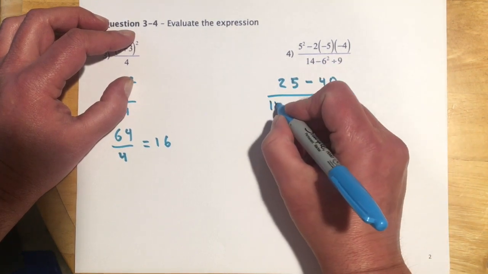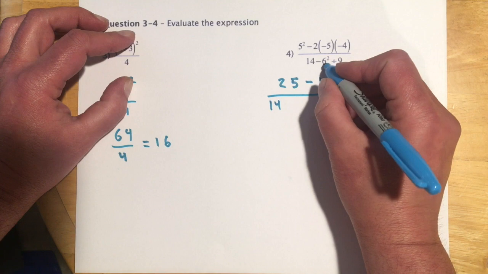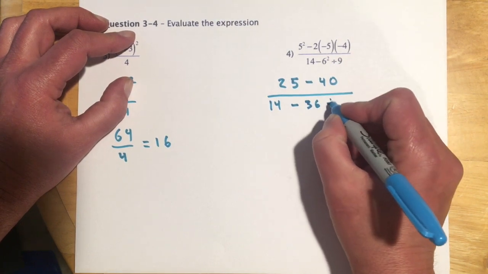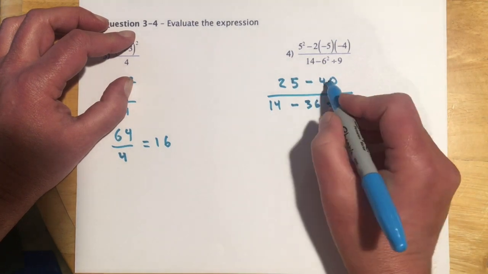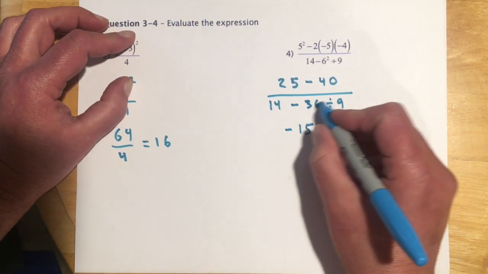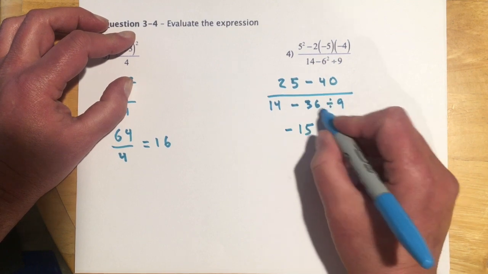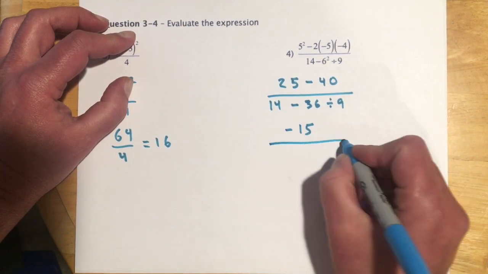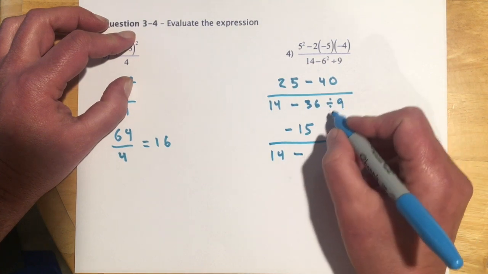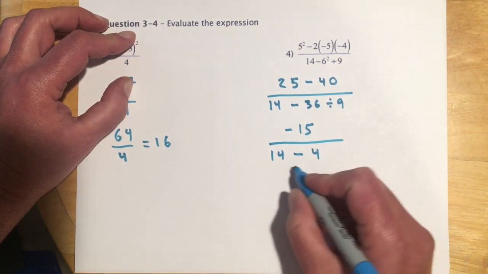And then downstairs we got 14, so there's an exponent, so that beats the division. So we'll make that 36 divided by 9. 25 minus 40 is going to be -15. And now I have a choice between subtraction and division, so we do division first. So 14, and then minus 36 divided by 9 will be 4.